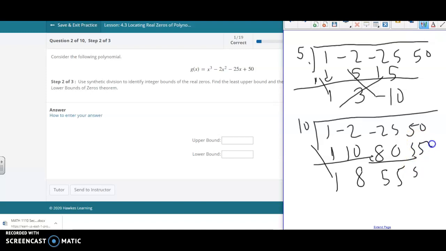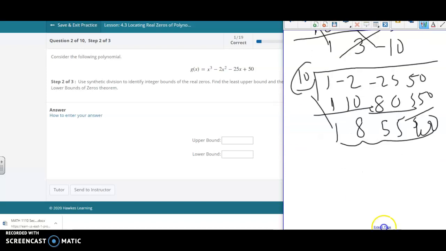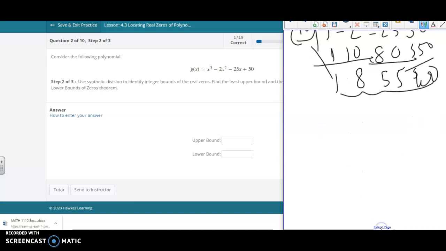550, sorry about that. And that's going to give us 600, so that's definitely positive. Notice there's no negative numbers down there, so 10 is an upper bound, so we got that one. Now we have to look for a lower bound. And for a lower bound, we're looking for alternates, okay?